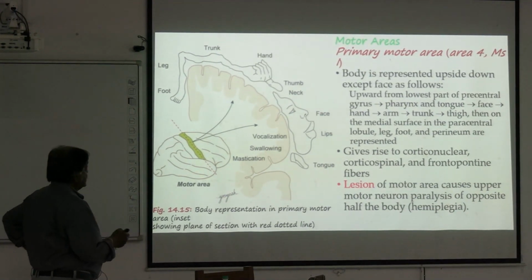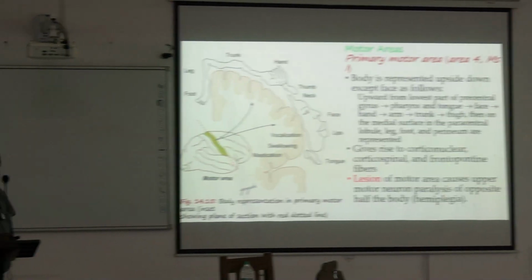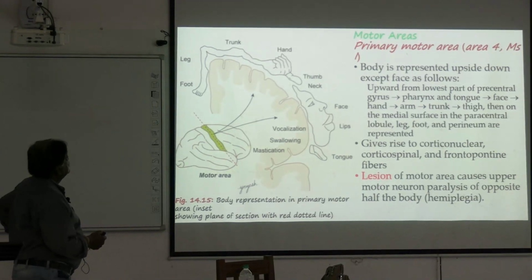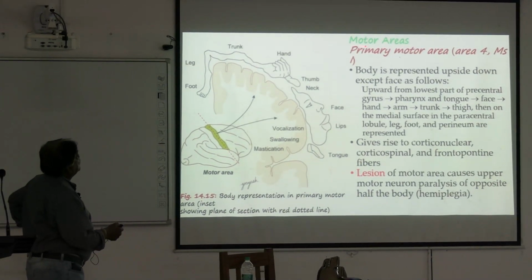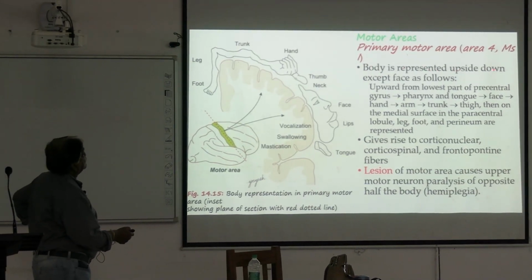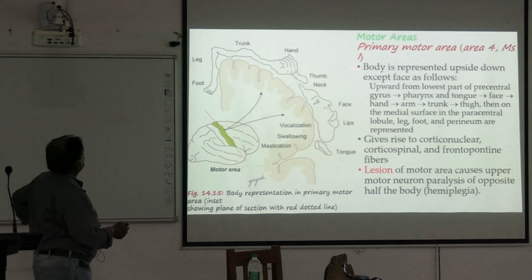Here is the picture. This is the picture I was speaking of. Now see, this is the picture. Motor areas, primary motor areas. The body is represented upside down, except the face, as follows. See, upside down. Now, these are the areas for vocalization, swallowing, mastication, this motor area. Now, this is represented by this drawing. So, these are the cerebral areas.